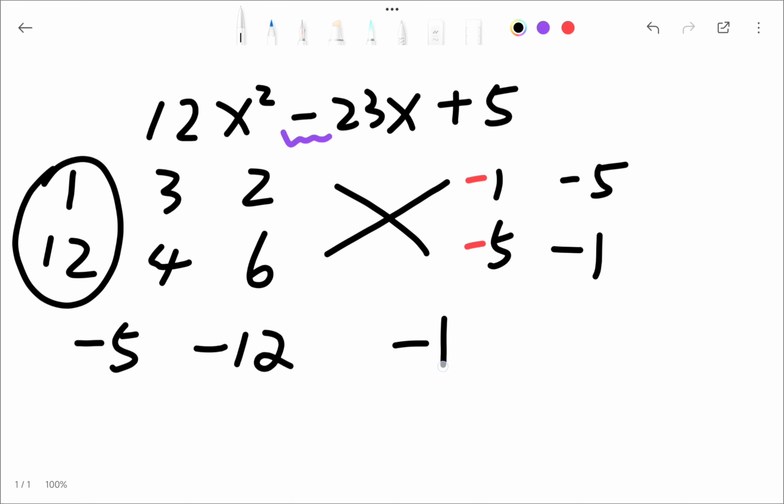We have negative 1 and negative 60 as a result of the cross multiply, and this will only give us negative 61, so that's too small for us. And this tells us 1 and 12 is a no-go.